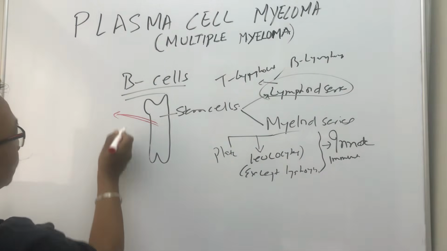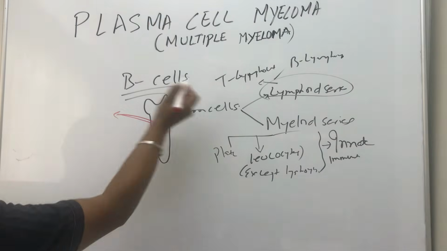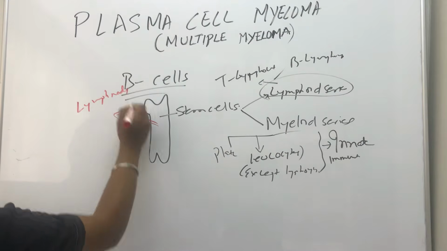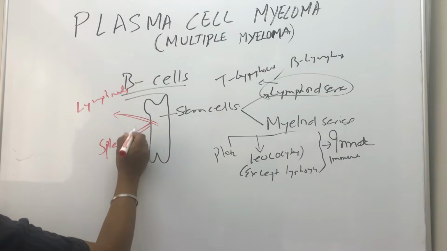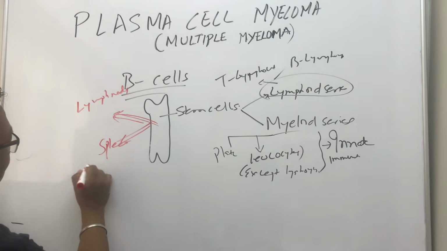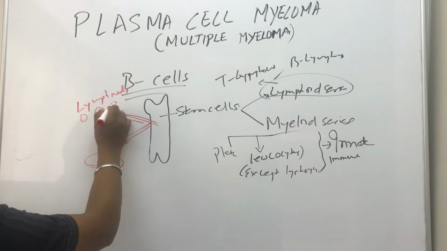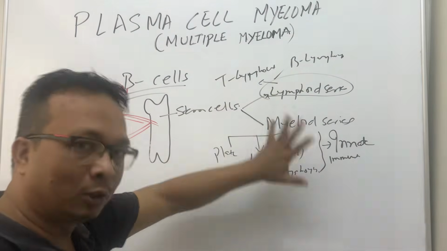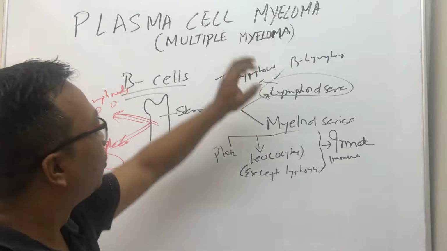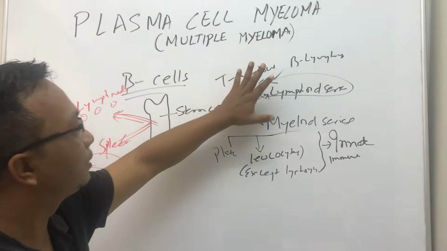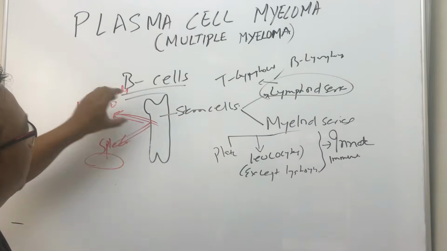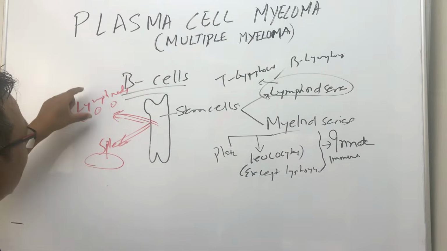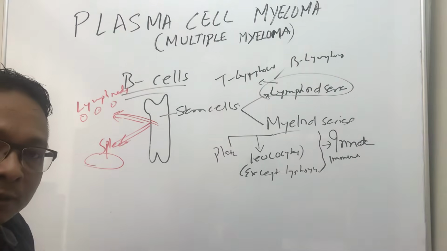They go to the lymphoid organs, like lymph nodes and spleen. So they travel by the blood, and in the spleen and the lymph nodes they mature. This is the main difference between the myeloid series and lymphocyte series. Myeloid series mature in the bone marrow and then are spilled into the blood. While B lymphocytes or T lymphocytes, once they are developed in the bone marrow, go to distant organs like lymph nodes and spleen.